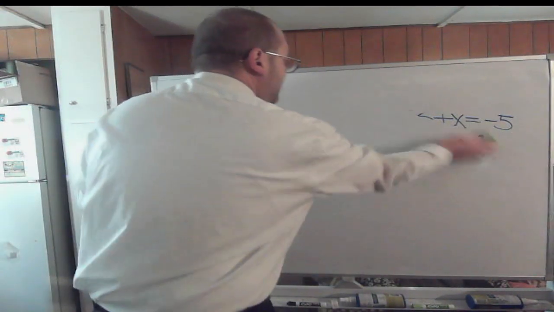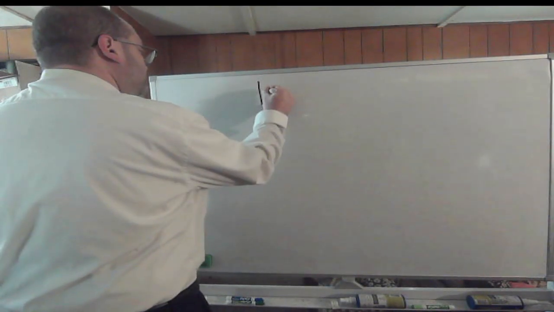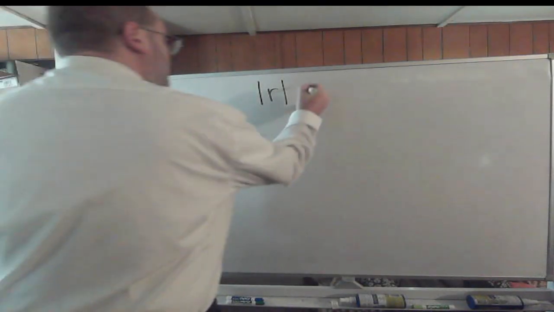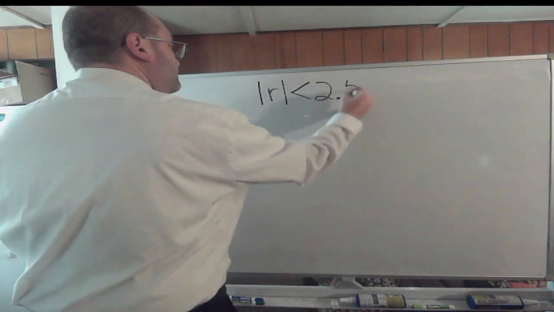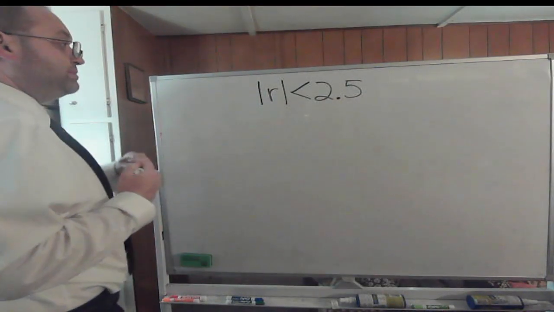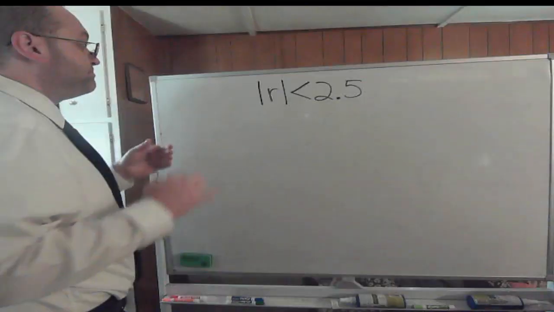Alright, let's do a few absolute value inequalities. So, let's see here. We have the absolute value of r is less than 2.5.